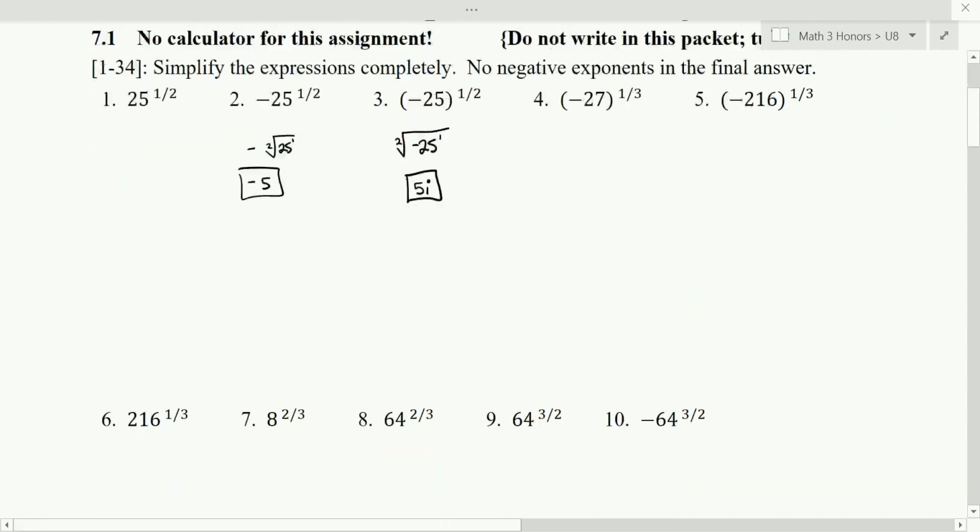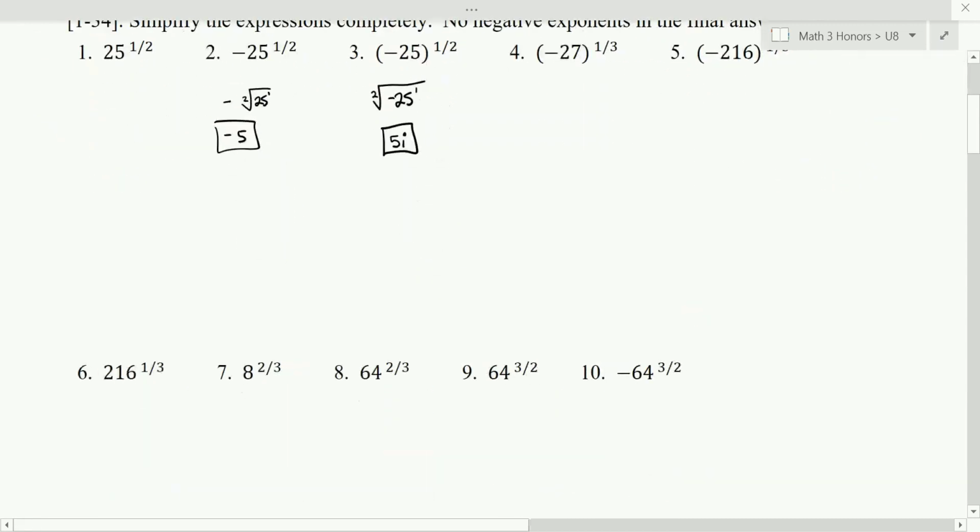1, 4, 5, and 6 are like that. Let's take a look now at number 9. Well, number 8. Let's do number 8.